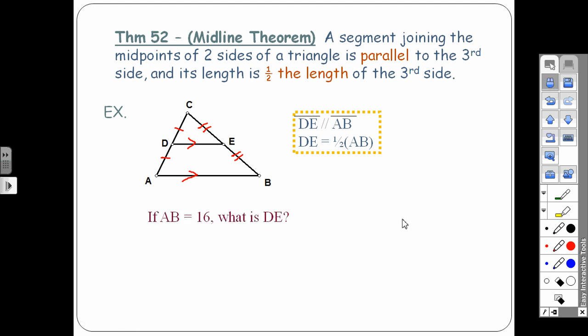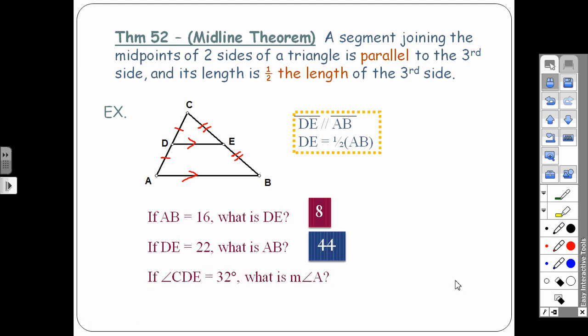So, for example, if AB is 16, what do you think DE would be? So if this length is 16, what do you think DE should be? Hopefully you guys guessed 8. You go the other way, what if DE is given to you as being 22? What do you think AB is going to be? So if this length is 22, what do you think this length would be? Hopefully you guys guessed 44. And then also, you can take a look at angle CDE.